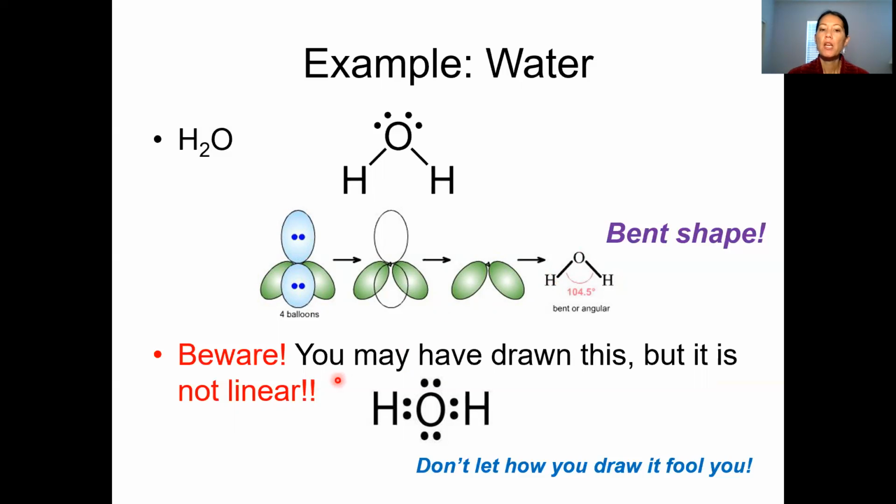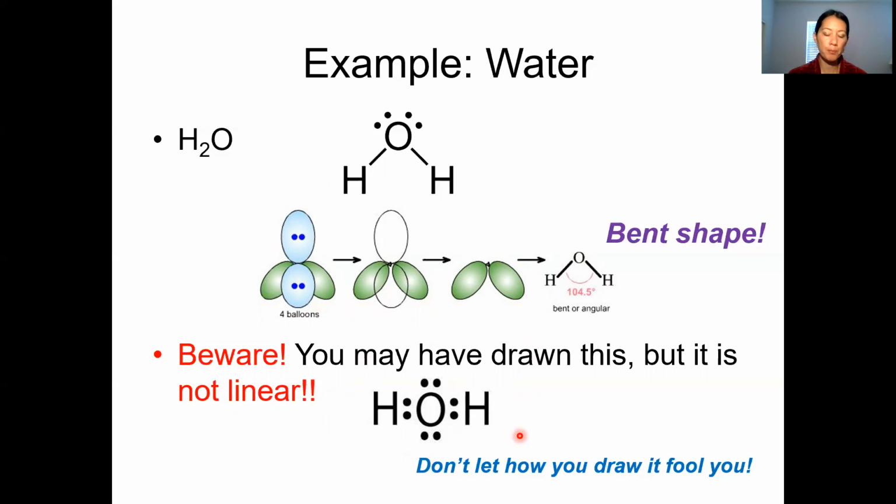Beware. You may have drawn, for example, a Lewis dot structure that looks like this and try to determine the shape. If you're not careful, you're going to look at this and think it's linear. But it's up to you to take a step back, count how many electronic groups are around O, then you get to this tetrahedral orbital arrangement, and then you see what the shape looks like at the end. So don't let how you happen to have drawn the Lewis dot structure throw you off and fool you into thinking you know what the shape is.